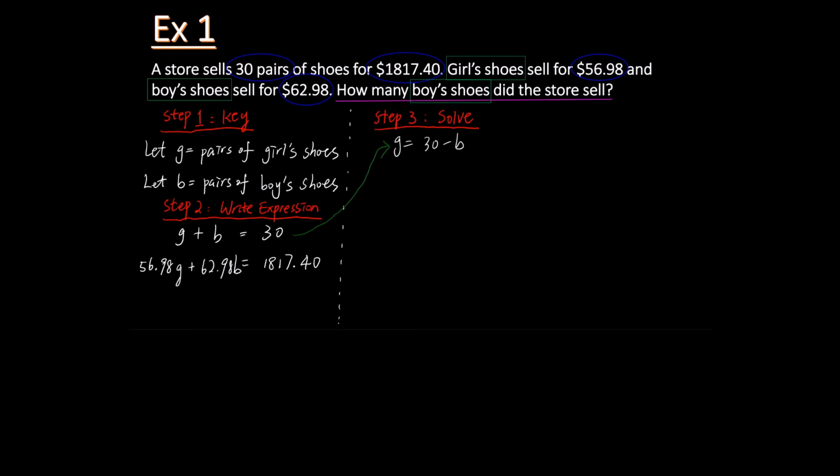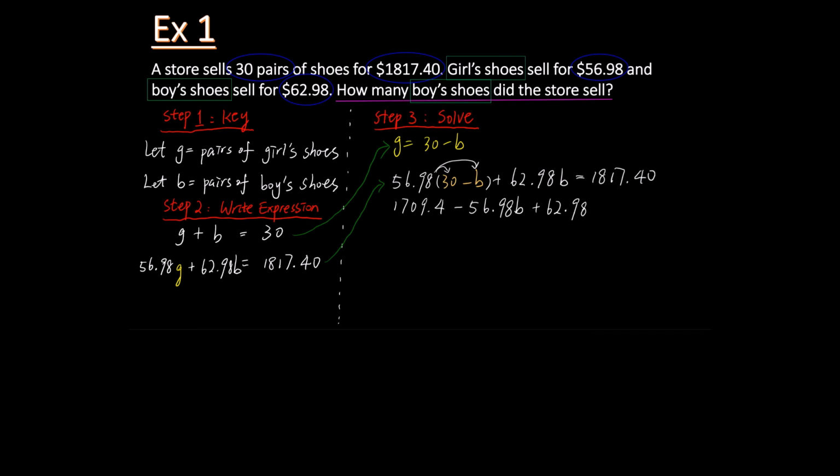I can replace the G with 30 minus B in the second equation, so I have 56.98 times (30 minus B) plus 62.98B equals $1,870.40. Use the distributive property to open the parentheses. We have 1,709.4 minus 56.98B plus 62.98B equals 1,870.40.